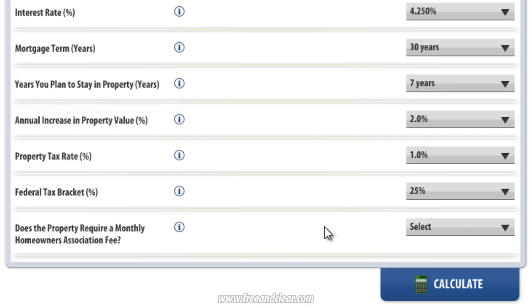The final input asks if the property requires a homeowners association fee, also known as an HOA fee. If you're buying a condominium or a property in a multi-unit development, in many cases you are required to pay a monthly fee for the maintenance and upkeep of the development.